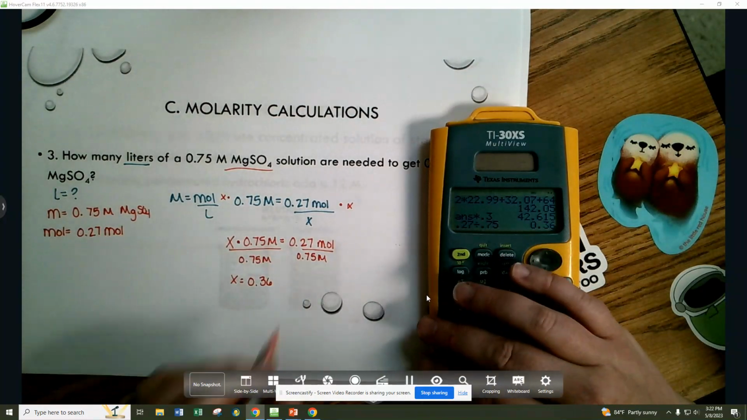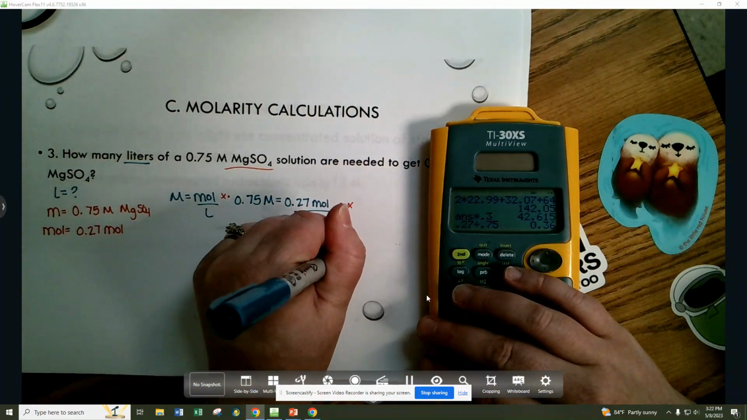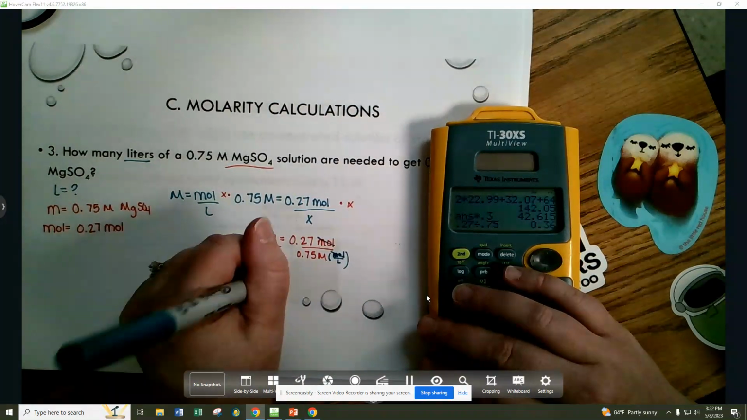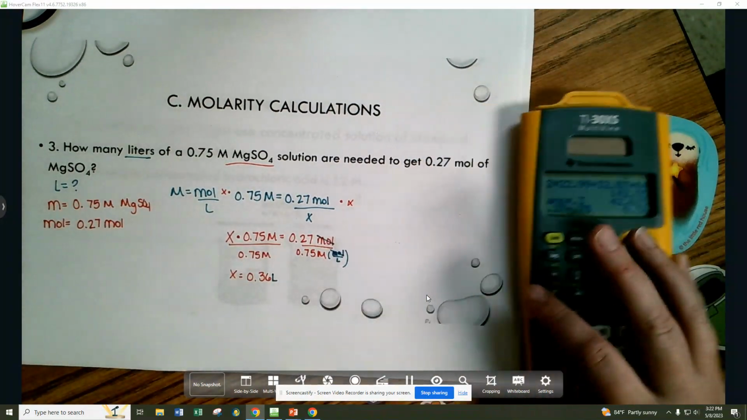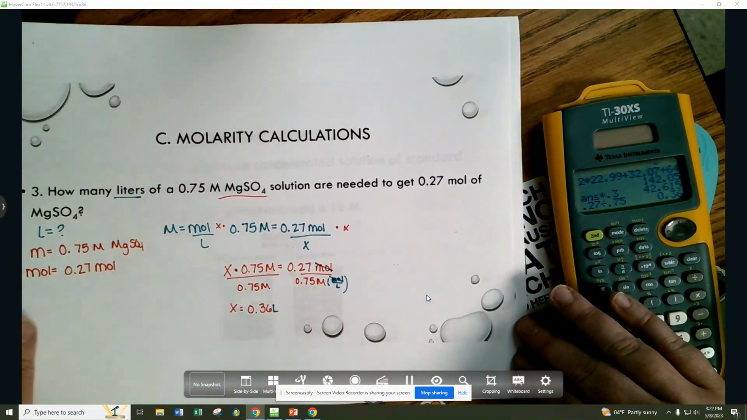And then again, to understand what our unit's going to be here, molarity stands for moles per liter. Why I bring that up is moles is what's doing the canceling, and we get a volume of liters. It doesn't ask for a different unit, so we're ready to go.